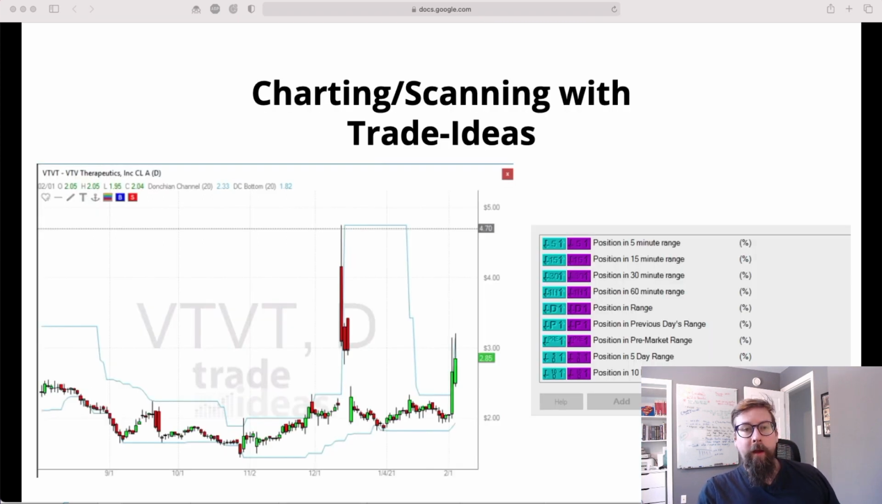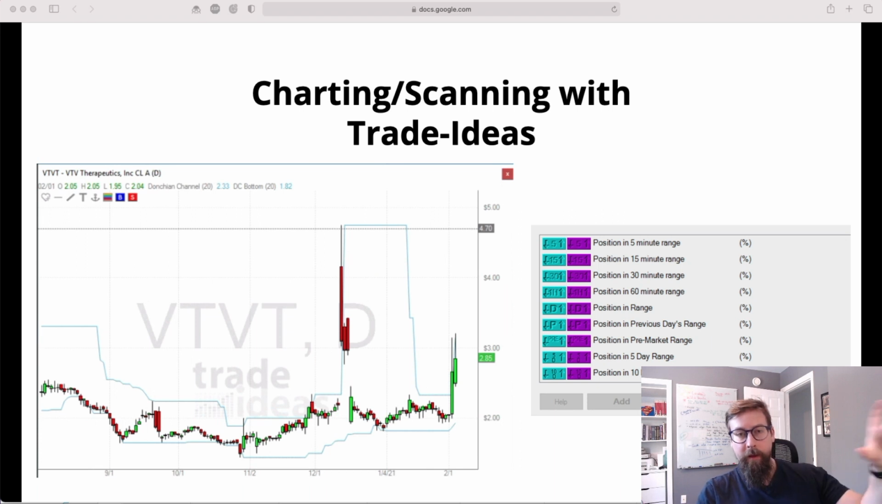So here is how they look on the charts, with the thin blue lines being the channel, both top and bottom, along with how you can scan for this kind of thing within Trade Ideas. So we have this position and range filter. Let's do it for, say, a month, just to show you the example.